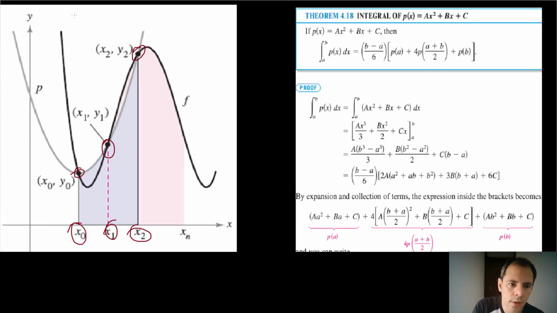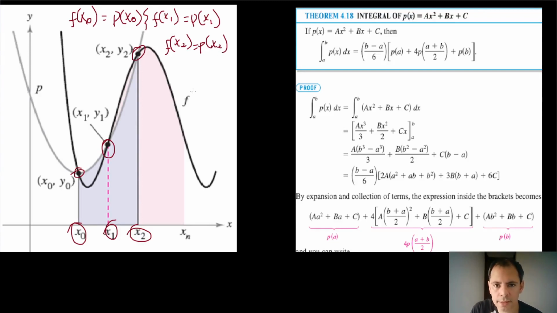So f of x0 has to be equal to p of x0. What is this p? It's this function here. And then f of x1 is going to go through p of x1, the same point. All the other points differ, you can see that there's an error here and here, all over, it's not the same. But in these 3 points, it has to be the same. And you have f of x2, which equals p of x2.